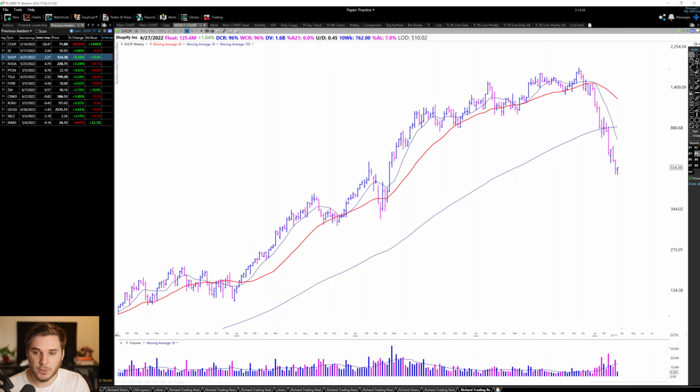Then we start another longer term basing process, and then we get that 2020 run. And now we've got that changing character, and it hasn't even been able to rally into that moving average recently, but we do see that downtrending 10-week moving average.